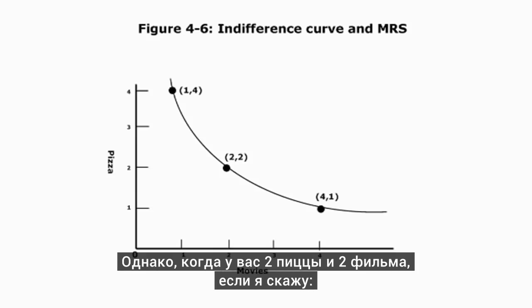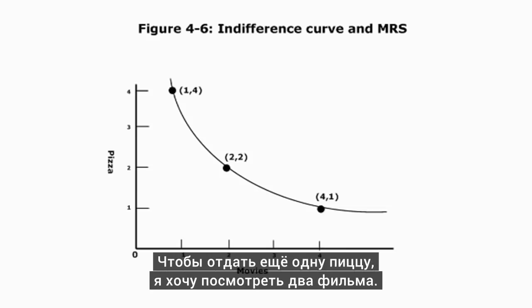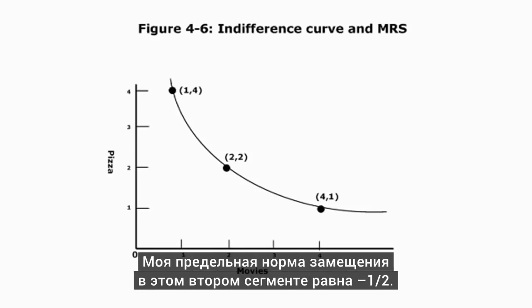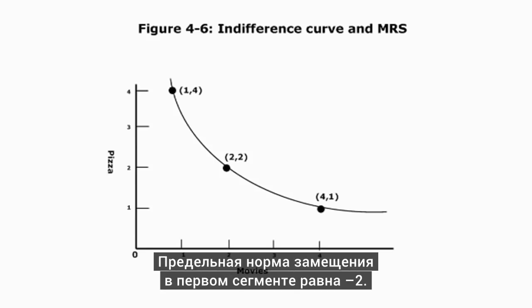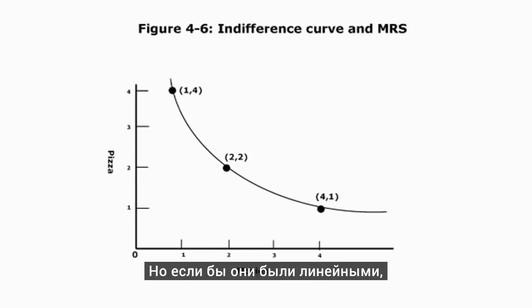However, when you're at 2 movies and 2 pizzas, and I say, okay, how about giving up 1 more pizza to see more movies? Now you say, wait a second. To give up 1 more pizza, I need to see 2 more movies. My marginal rate of substitution on that second segment is -0.5. The marginal rate of substitution on the first segment is -2. On the second segment it is -0.5. Once again, assuming they're not linear, it's actually changing everywhere. But if they were linear, that's what it would be. Can someone tell me why?